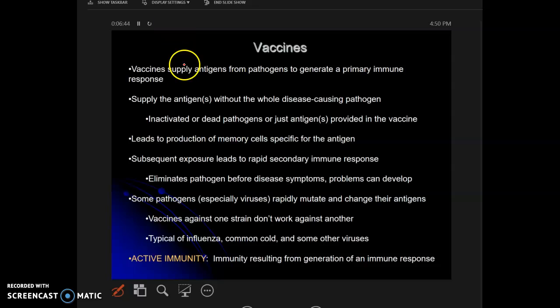What's a vaccine? The vaccine is just a supplied pathogen, inactivated or dead pathogens, or just a byproduct which is produced by the pathogen. What does it lead to? It leads to the production of memory cells from the antigen. You need to understand that vaccines from one strain don't work against another. And this is, of course, a type of active immunity.